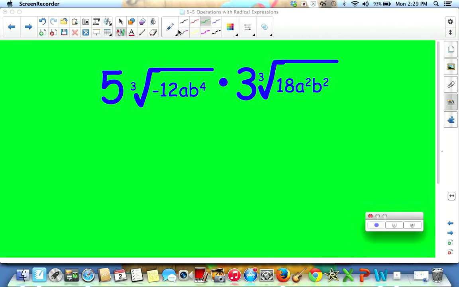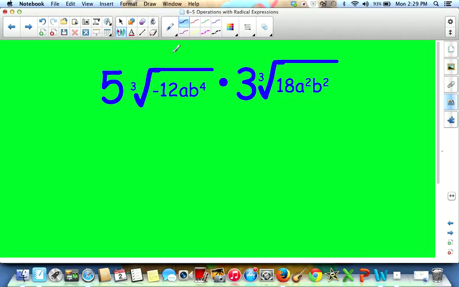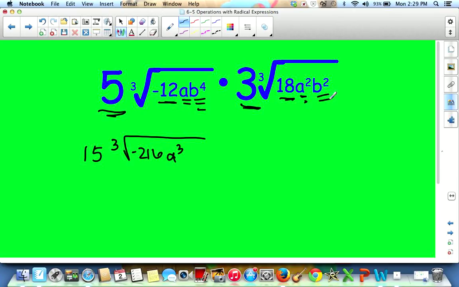Okay, sorry about that. So when we are simplifying, we can go ahead and take 5 times 3, because they're on the outside here. That's going to be 15. And then whatever is inside the radical, we can go ahead and combine those. So negative 12 times 18 is a negative 216. Then we have a times a squared. It's going to be a cubed. And then we have b to the 4th times b squared. It's b to the 6th.